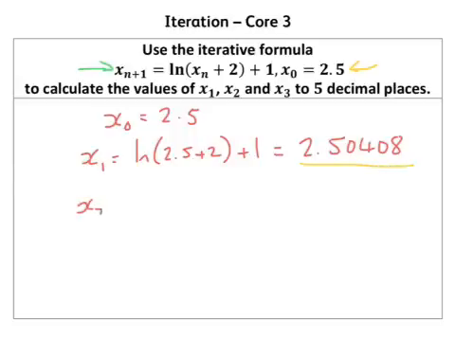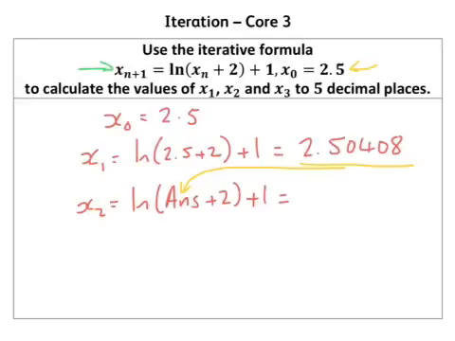So what I would do if I was you is use the ANS button on your calculator. All right, and so you're putting ANS plus 2 plus 1, right? And as I said, this goes in, but it's the last answer you just got on your calculator. All right, and that gave me 2.5, what is it, 0498.